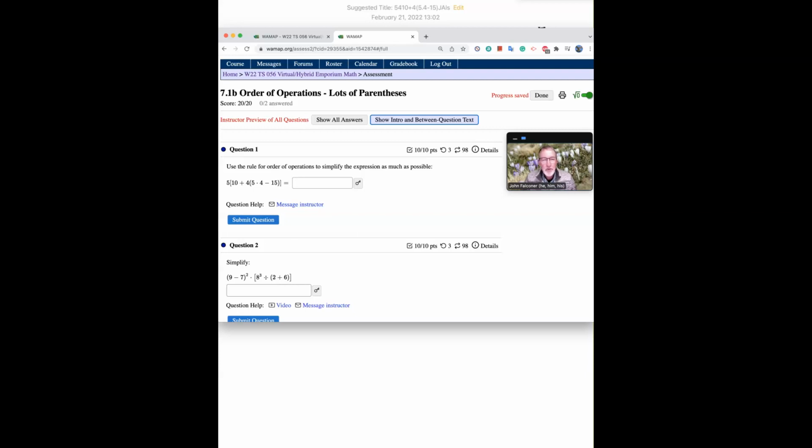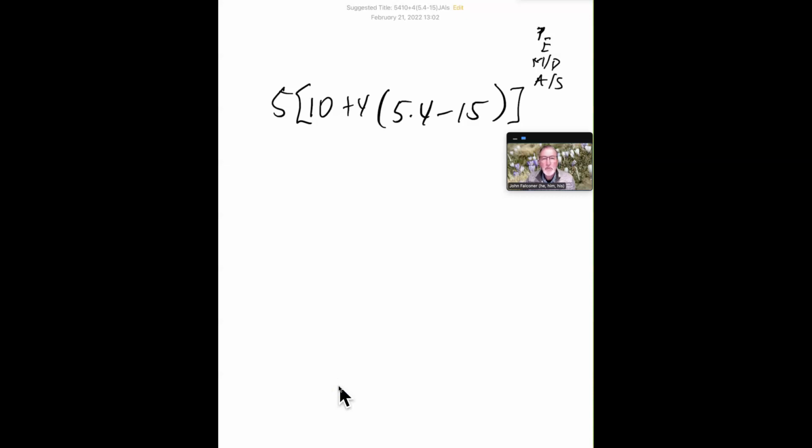Hello everybody. We're going to take a look today at Unit 7.1b at WAMAP, and we're going to take a look at nested parentheses when we are doing order of operations. Okay, let's take a look at the tablet and see what we have.